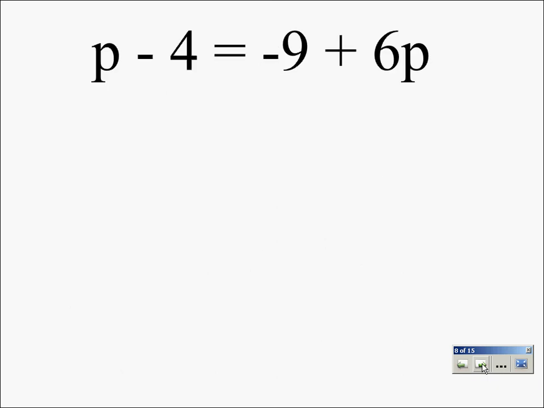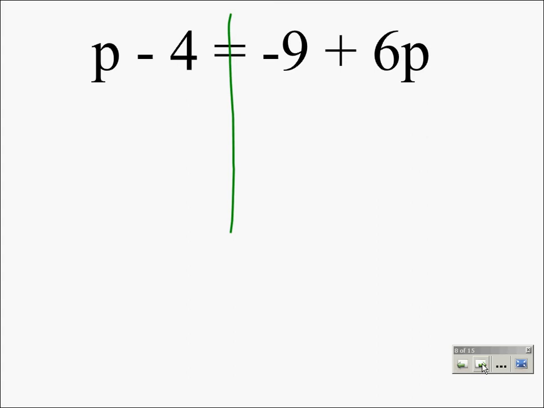Alright. Section 3 is equations where the variable is on both sides of the equal sign. Okay, so we notice that we have p minus 4 over here equals negative 9 plus 6p. We're going to draw our line down the equal sign. And we notice we have variables on both sides. The variable here is the p. So we want to first of all get all of our p's on the same side. You can choose the 6p or the regular p. Either way works. I like when my variable's on the left, so I'm going to move the 6p.